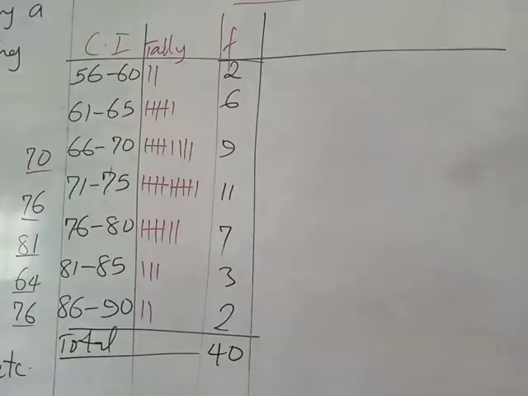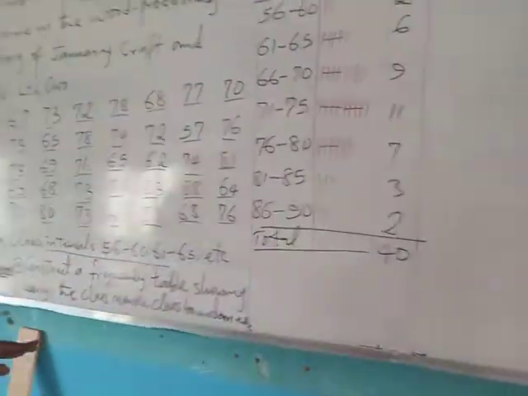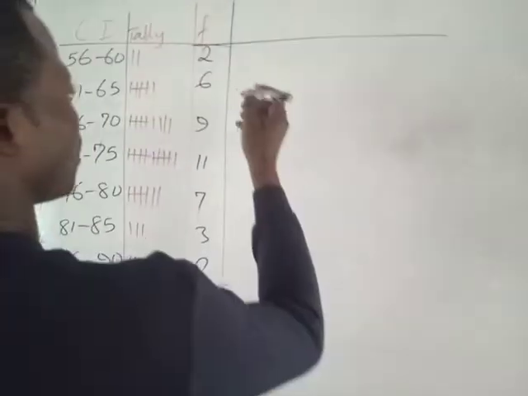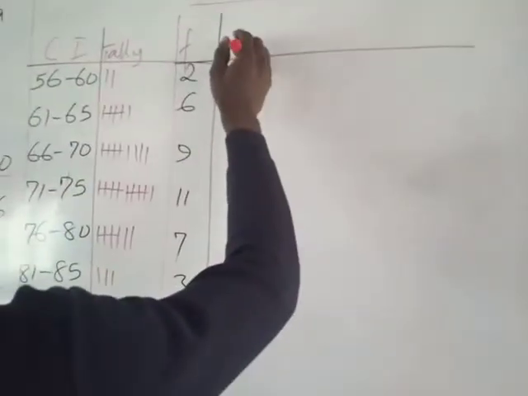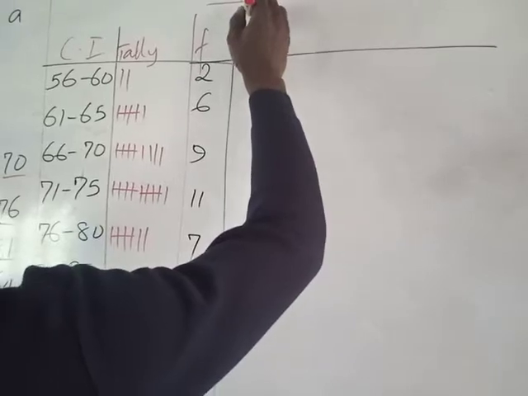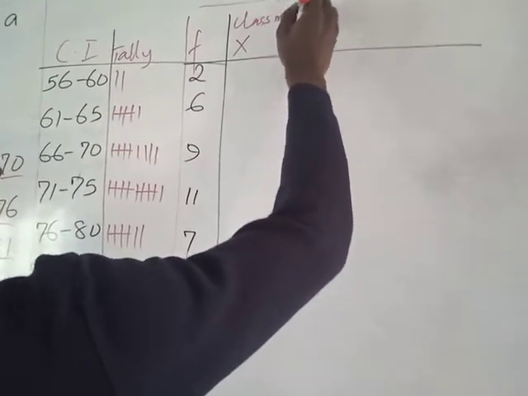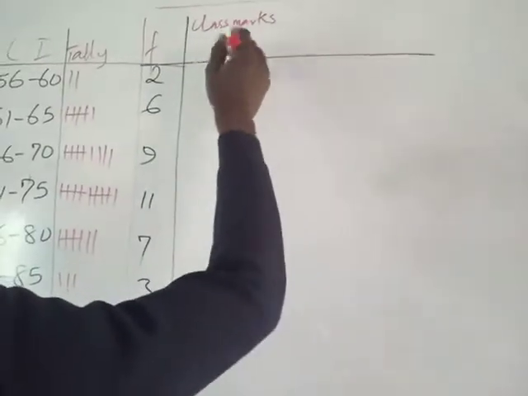So the next thing now is to find, from the table, we have to show clearly the class marks. So what is the class mark? That is the X. So let's find the class mark. That's our X. X is the class mark. Class marks, that's our X, the value of X.